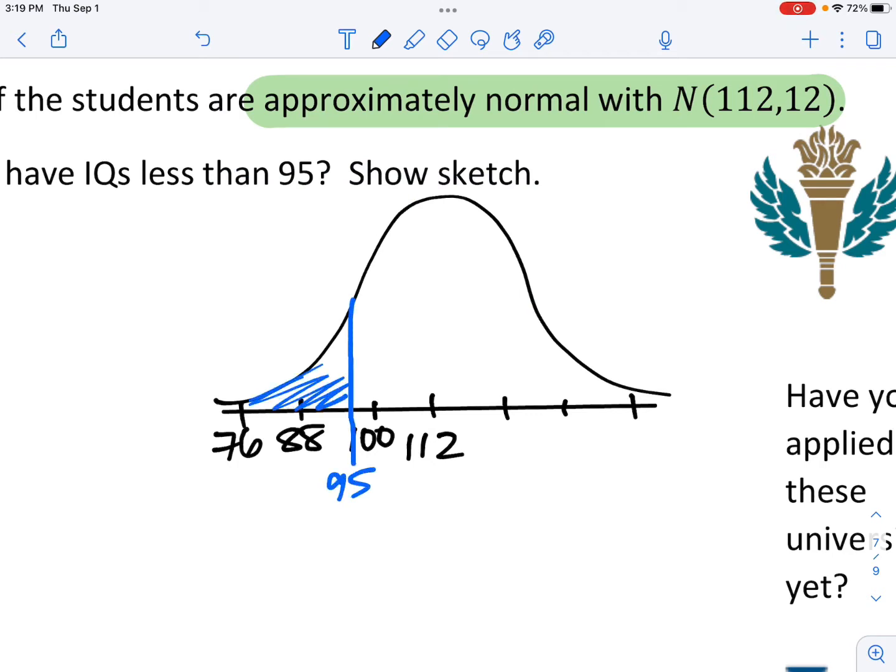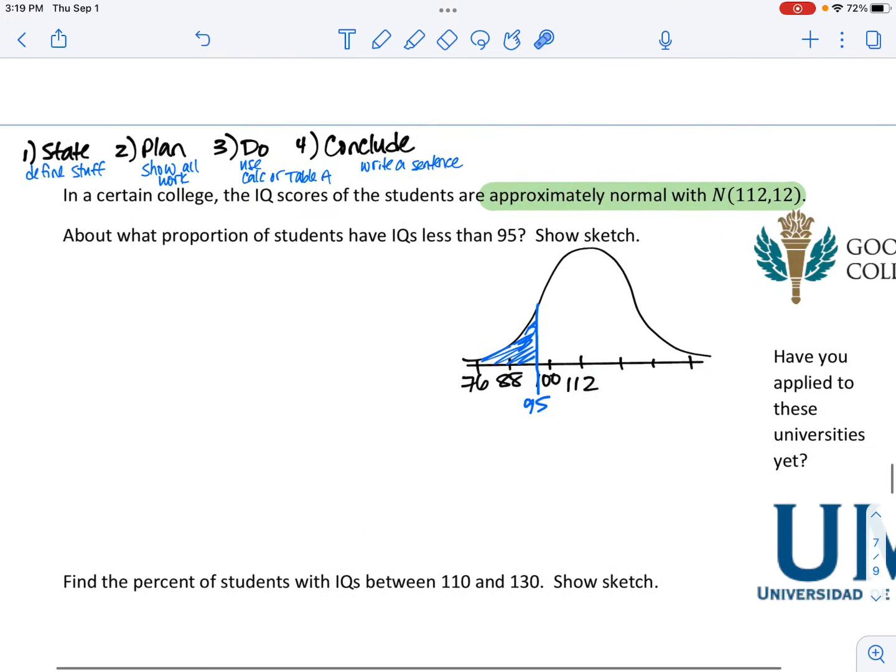I'm a little bit more than 1 standard deviation below average, which means my Z-score is going to be negative. But remember, I should have some sort of estimation in terms of what percentage that is. Something a little bit less than, I don't know, 20, 15, 10. This is a small shaded area, definitely less than 50%. Okay? So how do I show all my work?